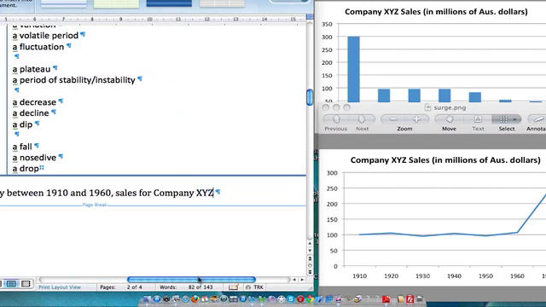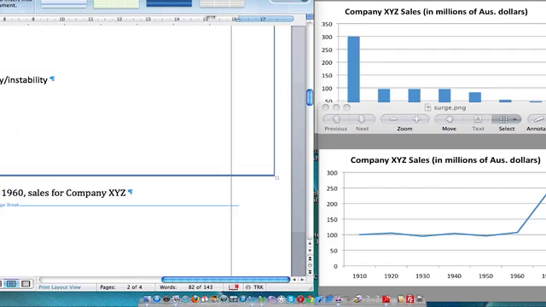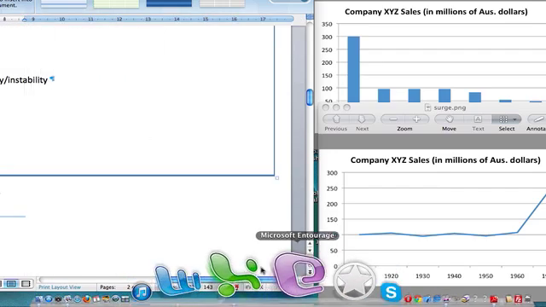Actually, just excuse me one second. I'm going to get all this onto one side. I'm sorry. I should have prepared better for this, but okay.